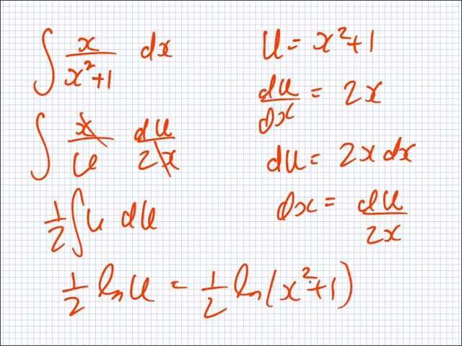A half log u, which is equal to a half log x squared plus 1. Don't you mean 1 over u? Oh, sorry, yeah, thank you. That's 1 over u du, which becomes then log u.